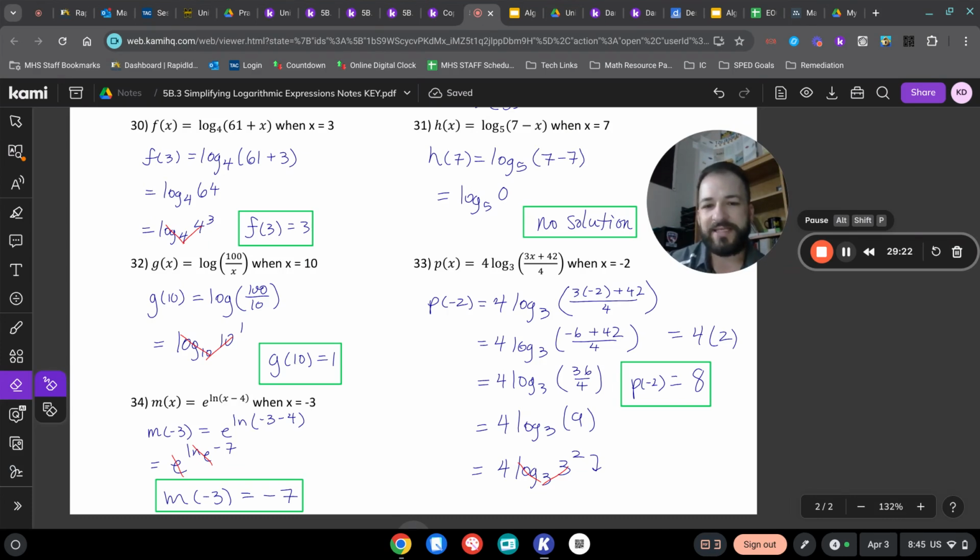Okay, last but not least, on 33, we have 4 log base 3 of 3x plus 42 divided by 4, and we want to evaluate this one when x is equal to negative 2. And this one is just a step-by-step, plugging in and simplifying piece by piece. We do eventually get to 4 log base 3 of 9, which we can write 9 as 3 squared, cancel out those bases of 3. We have 4 times 2, not 4 squared, because that 2 comes down and multiplies, which then, of course, gives us 8.